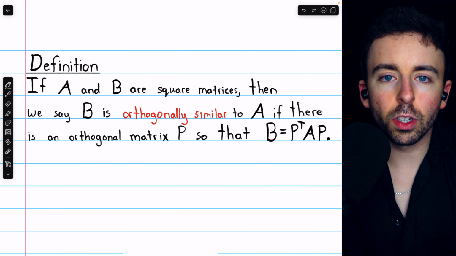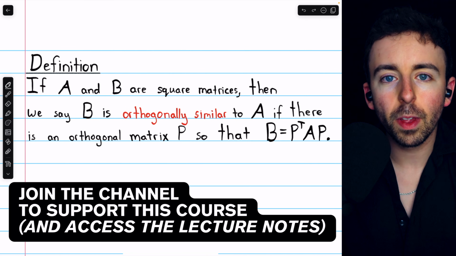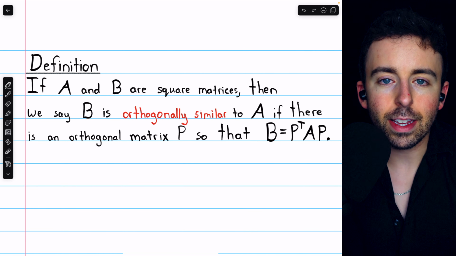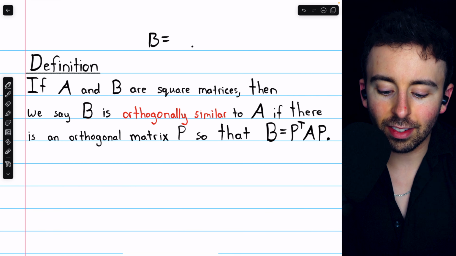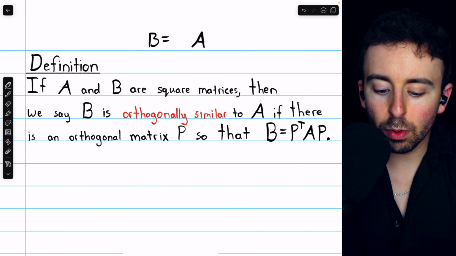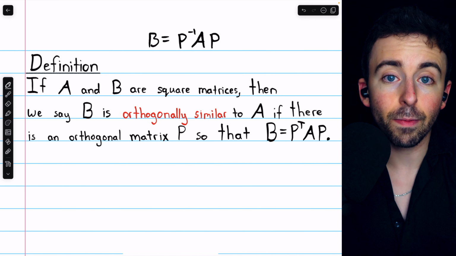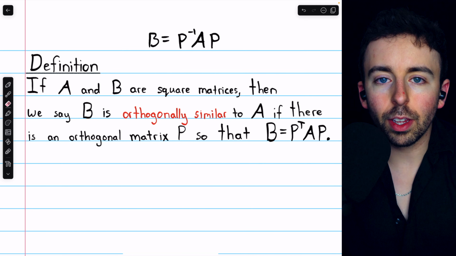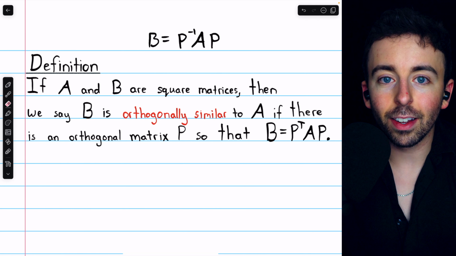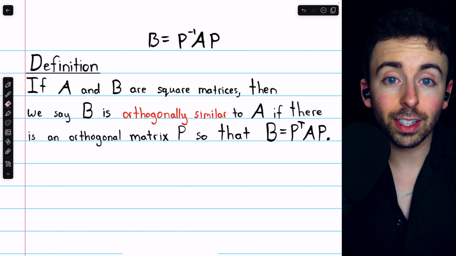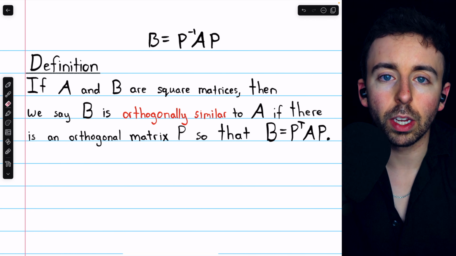We previously introduced the idea of similar matrices, link in the description. We said that a matrix B is similar to a matrix A if there exists some matrix P so that B is equal to P inverse AP. We then saw how useful this could be if we found similar diagonal matrices, because a diagonal matrix is really simple, and similarity preserves a lot of properties between matrices.